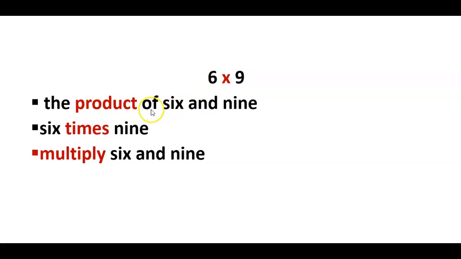Okay, the product of 6 and 9, 6 times 9, multiply 6 and 9. Can we use the product of 9 and 6? Yes. Can we say 9 times 6? Yes. Can we say multiply 9 and 6? Yes. Okay, for multiplication, you can change the order of the numbers.